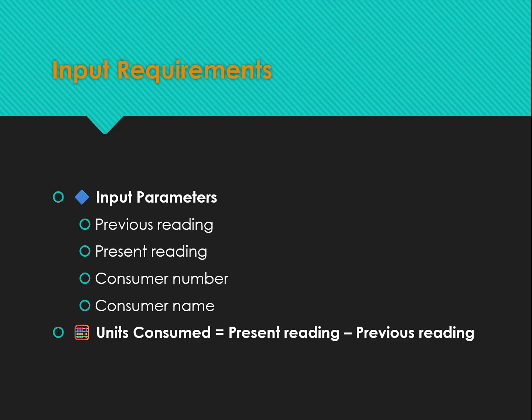Previous meter reading. This is an integer value that indicates the meter reading at the beginning of the billing period. Present meter reading, another integer value that shows the meter reading at the end of the billing period. Using these inputs, we can compute the units consumed by subtracting the previous reading from the present reading. This unit value will then be used to calculate the total bill amount based on the tariff slabs provided. These inputs form the foundation of our program logic and allow us to implement accurate billing for any consumer.